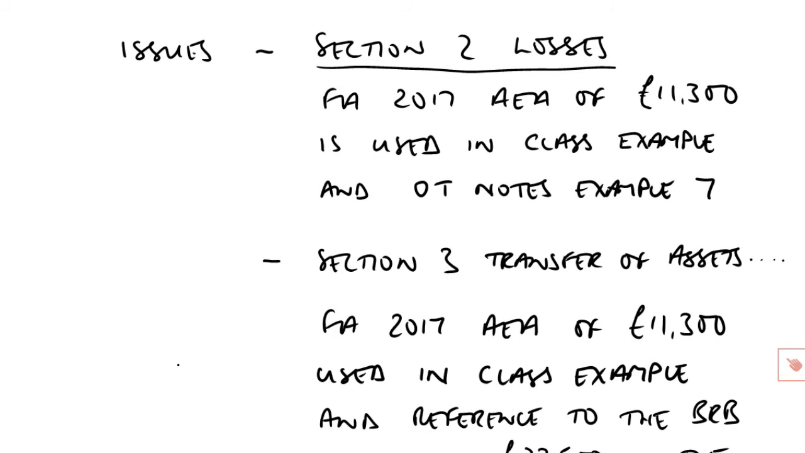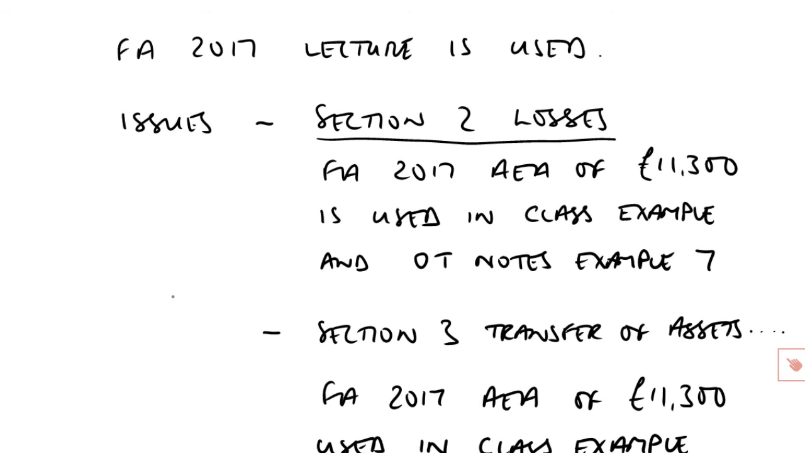Okay, so bearing those small changes in mind, again, the use of, in the lectures, the FA 2017 AEA, the use of the old 2017-18 basic rate band limit of £33,500, all of the techniques demonstrated, all of the issues dealt with are the same. So now, therefore, on that basis, you can move on into and deal with Lecture 3.